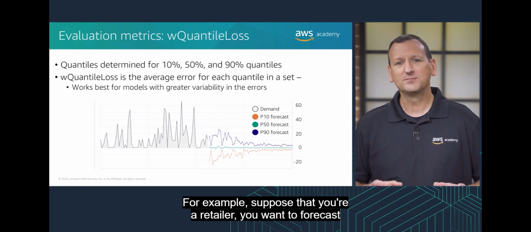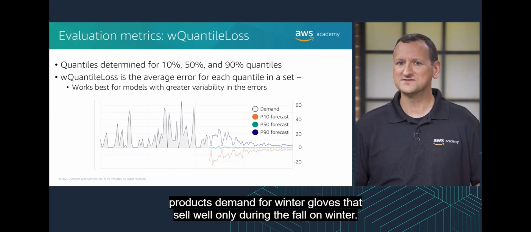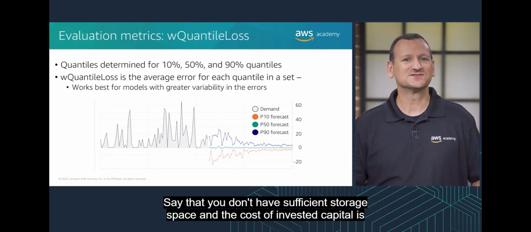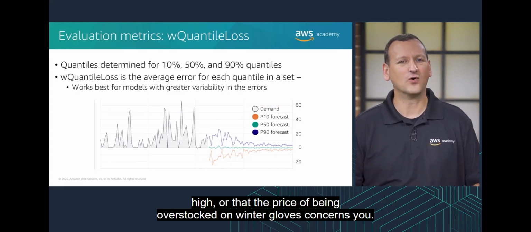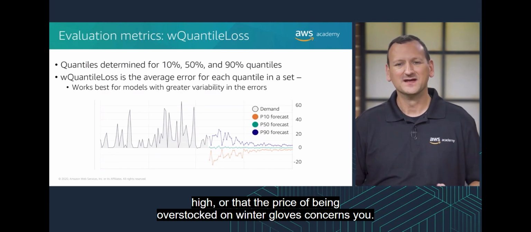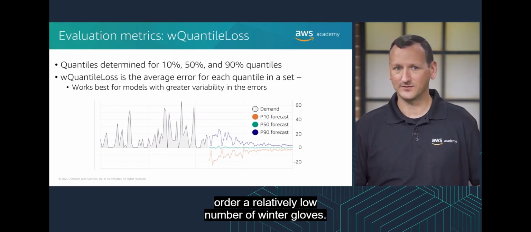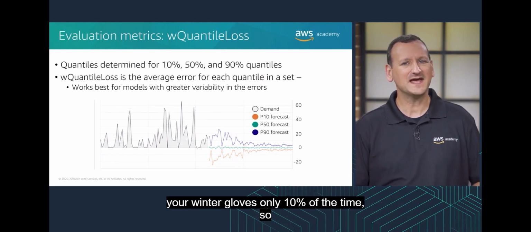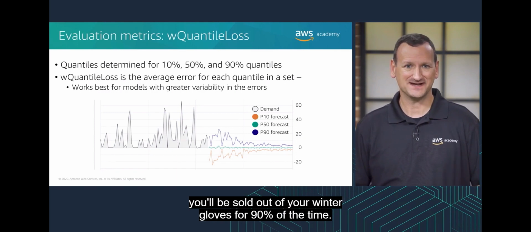For example, suppose that you are a retailer. You want to forecast product demand for winter gloves that sell well only during the fall and winter. Say that you don't have sufficient storage space and the cost of invested capital is high, or that the price of being overstocked on winter gloves concerns you. Then you might use the P10 quantile to order a relatively low number of winter gloves. You know that the P10 forecast overestimates the demand for your winter gloves only 10% of the time, so you'll be sold out of your winter gloves for 90% of the time.